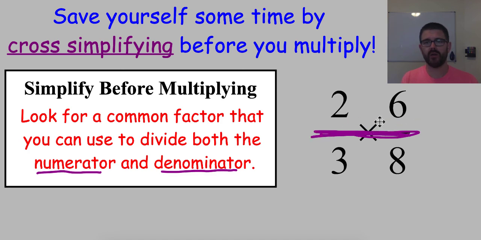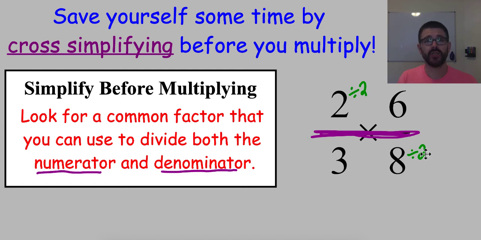And I talked about how, think of it as one giant fraction. Think about the numerator and the denominators. Sometimes you can look up and down. Oftentimes look diagonally. That's often where you're going to find things you can cross simplify. So you always ask yourself, is there a numerator and a denominator that I can divide by the same thing? So for instance, 2 and 8. 2 and 8 can both be divided by 2. So I write that in next to it.